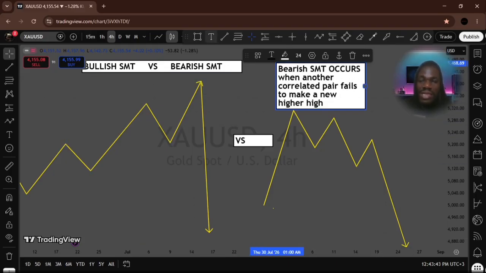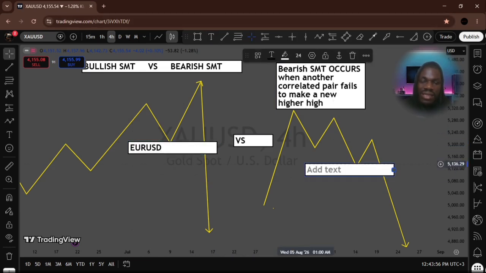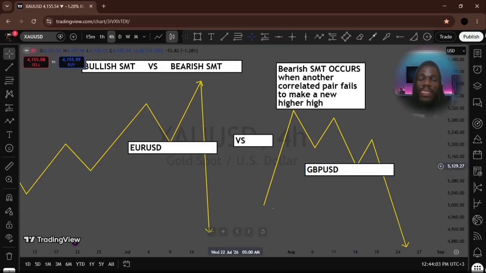Now let's take an example. Maybe this is EUR/USD, and again, let's say here this is GBP/USD. We have seen it is now bearish, as another correlated pair fails to make a higher high.